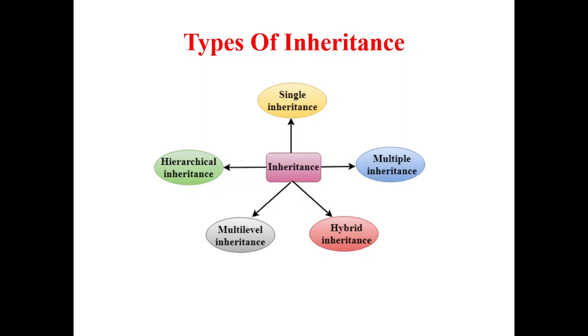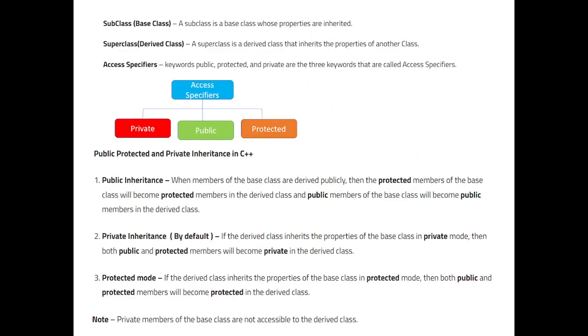Now let us see the types of inheritance. So we have single inheritance, multiple inheritance, hybrid inheritance, multi-level inheritance, and hierarchical inheritance. Now, what is a subclass and base class? A base class is a class whose properties are inherited. A derived class, right, inherits the properties of another class.